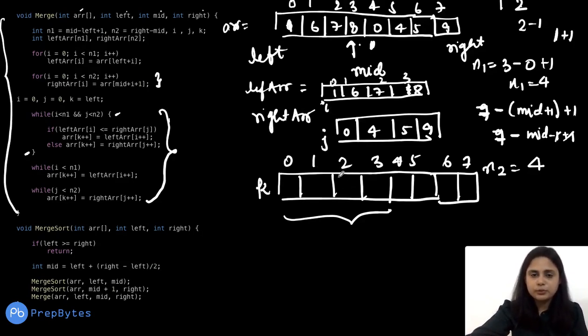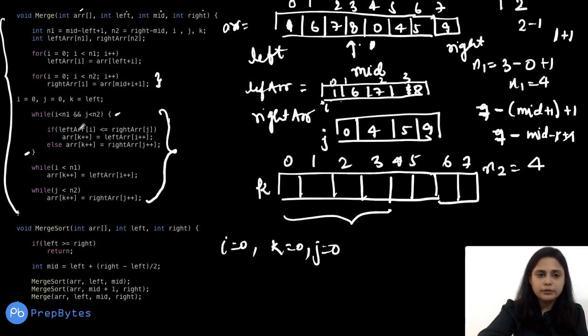I'll compare which value of left array i and right array j is smaller. Whichever is smaller will go here. Initially my i is 0, k is 0 and my j is 0. Now we check for i and j. Whichever is smaller, I'll just put that one in k and increment that particular index.